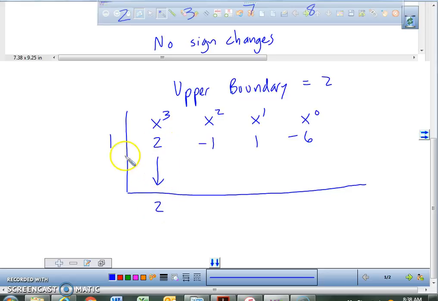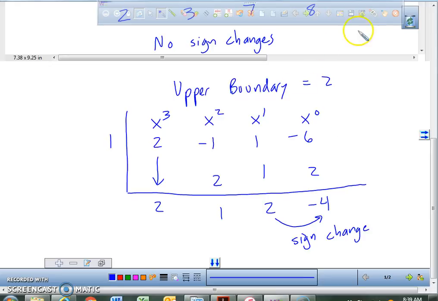All right, we're going to do synthetic division and we're going to see what happens. Bring down the 2, multiply these together, you get 2. Add them together, you get a 1. Multiply these together, you get a 1. Add them together, you get a 2. Multiply them together, you get a 2, and then you get a -4. From here to here, what do we have? We have a sign change. When you're doing synthetic division and you get a sign change, that lets you know that is not the upper boundary.